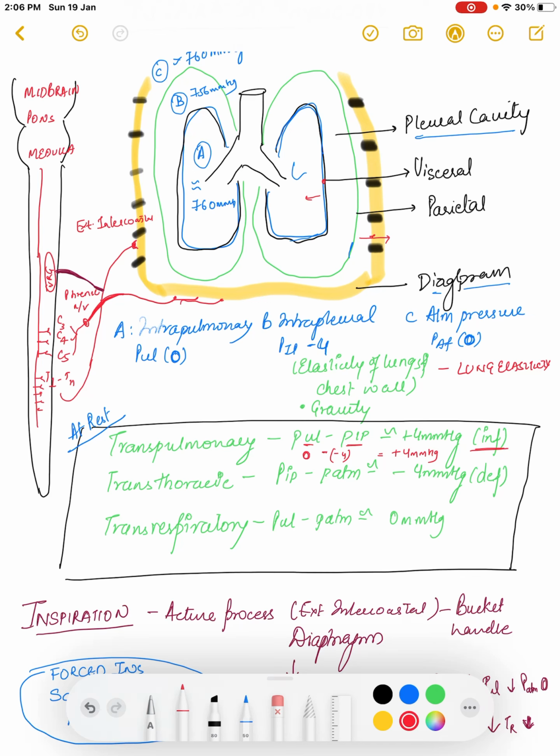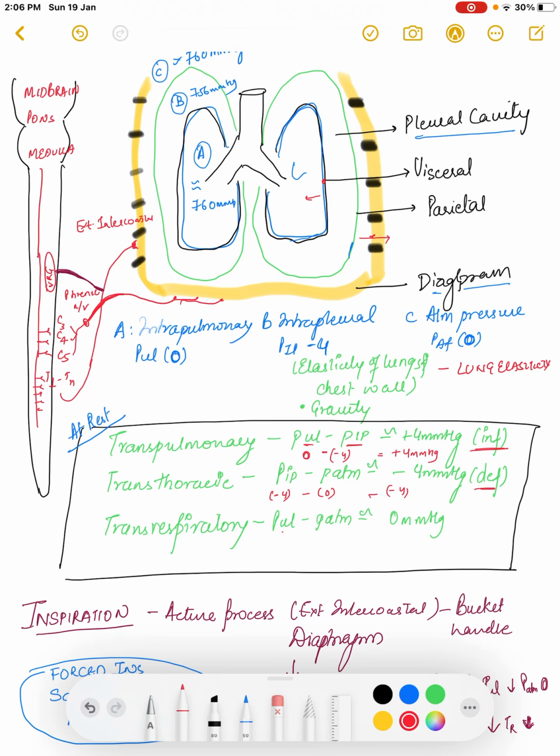Now, the transthoracic pressure: the intrapleural pressure is -4 and the atmospheric pressure is 0. So it is -4. These are the deflating pressures. And the respiratory pressure is the pulmonary pressure minus the atmospheric pressure, which will be 0.